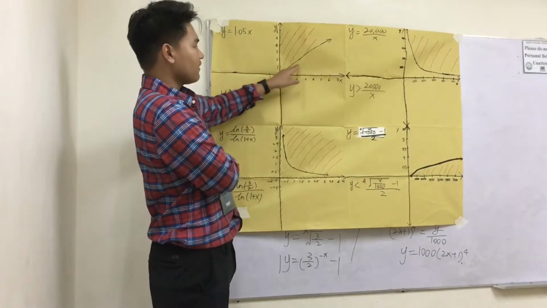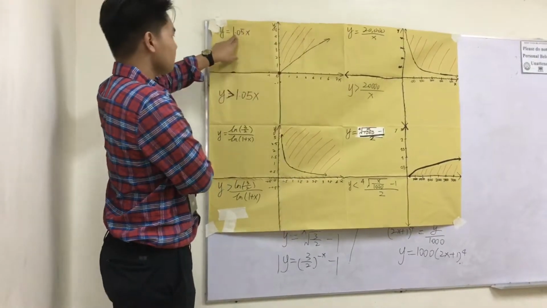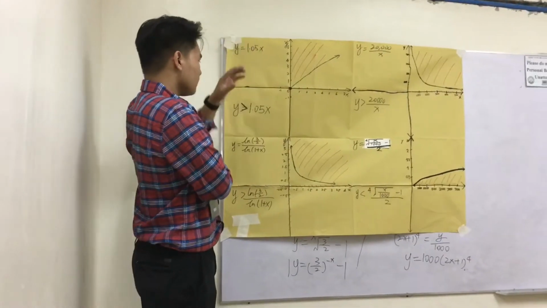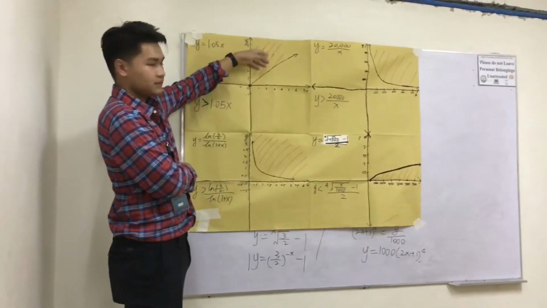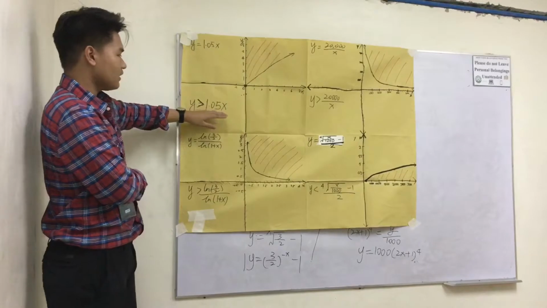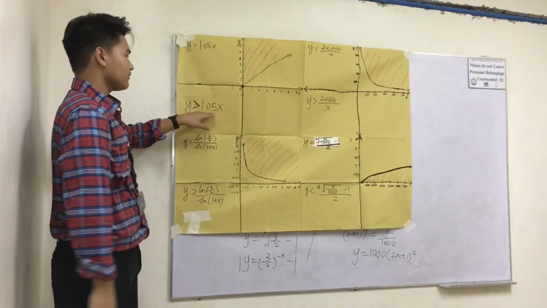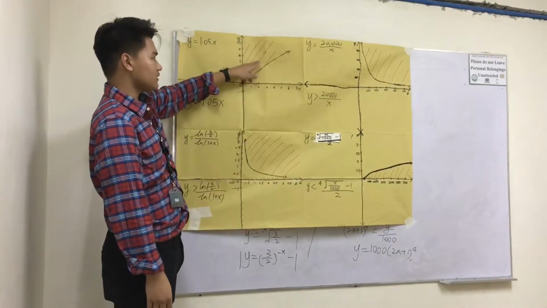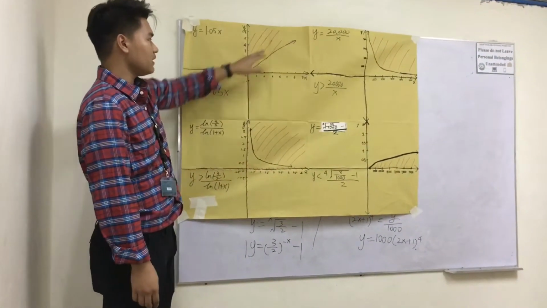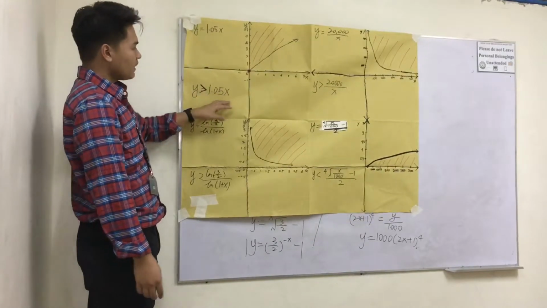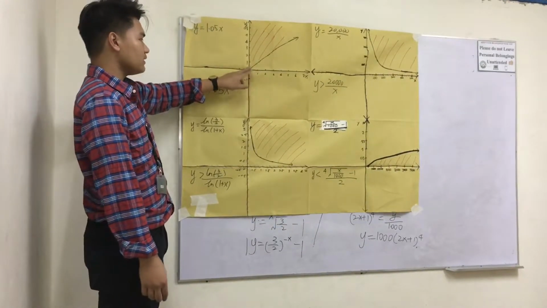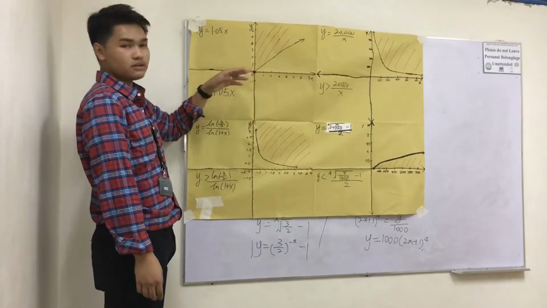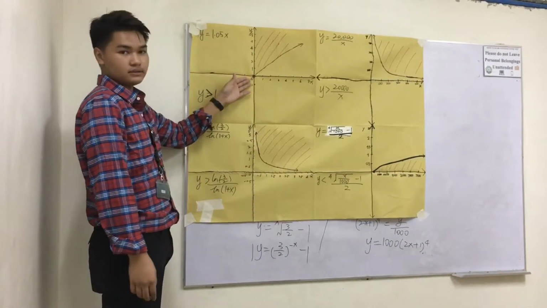So this graph represents this function, which is the 1.05x. This shaded region represents this inequality, which is greater than 1.05x. So any point here in this red shaded region could make this function true. And this red dot represents our zero, which is also called the origin.